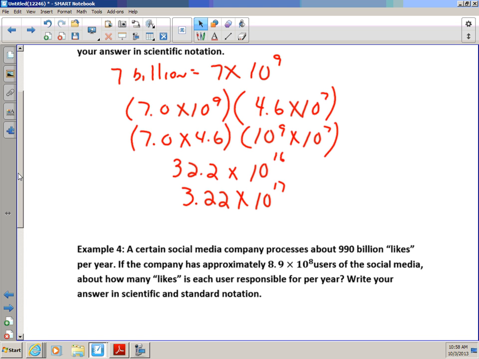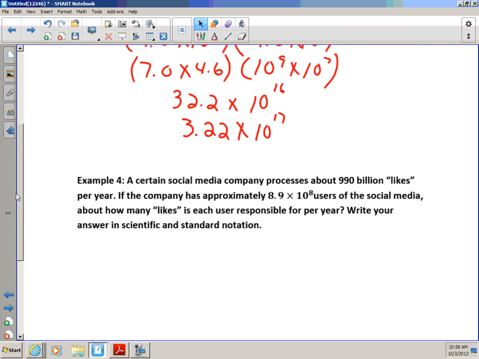About how many likes is each user responsible for? So I want to know how many likes per user. You should always think of "per something," meaning I want to divide it up amongst each person. So I want to divide these likes up between the number of users.